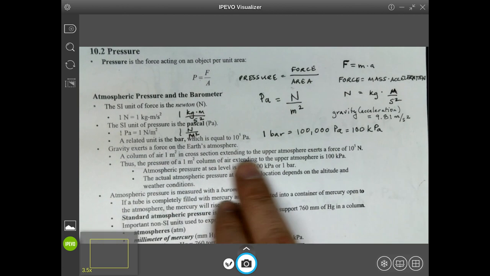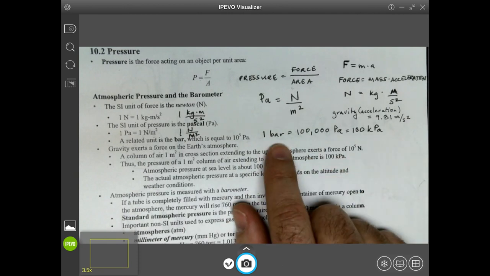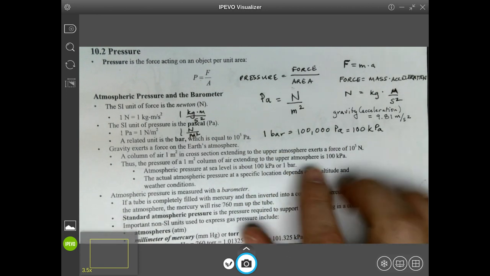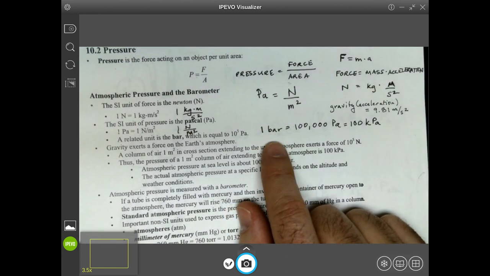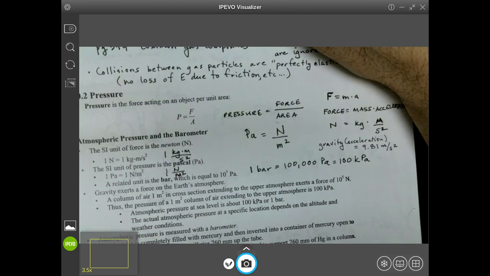Gravity exerts a force on Earth's atmosphere. Blah, blah. Oh, bars. I don't know if you guys have ever paid closer attention to a weather report, but bars is a typical unit of pressure that you'll see on weather maps. Like when they talk about high pressure systems and low pressure systems. Here, let me see if I can just.